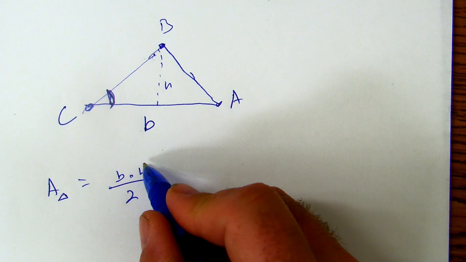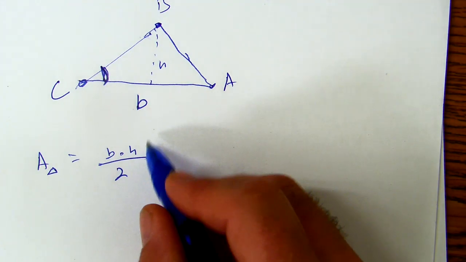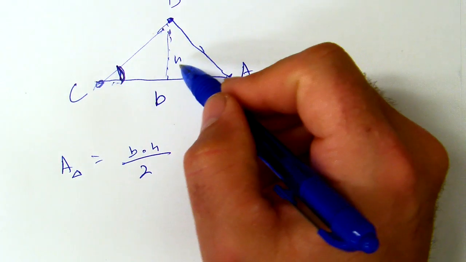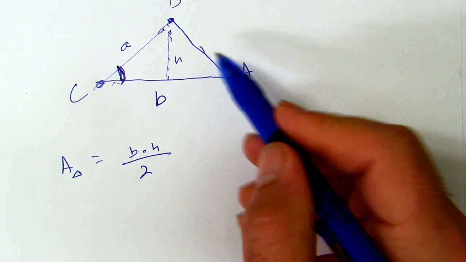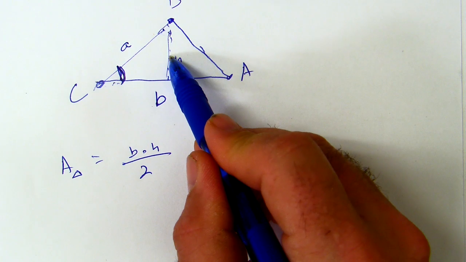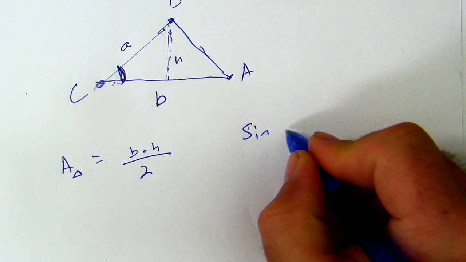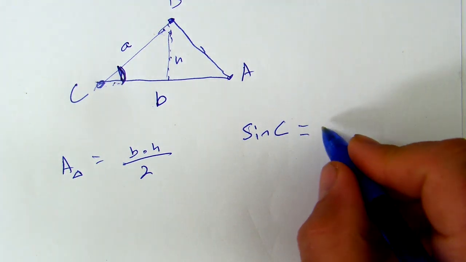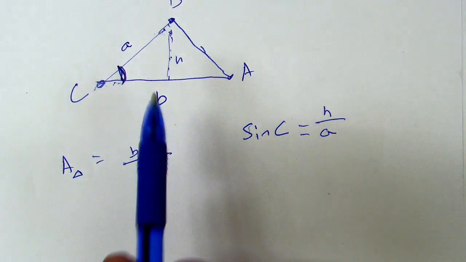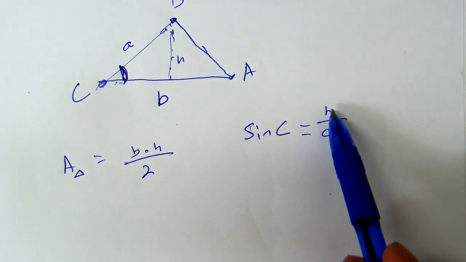So we think, well, what's another way to find the height here? Well, from angle C, opposite would be the height, and the hypotenuse would be A. So I could say the sine of whatever angle C is, is H over A. That's just right triangle trig. Opposite over hypotenuse. H over A.